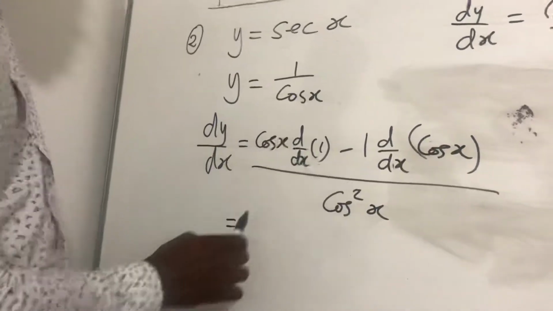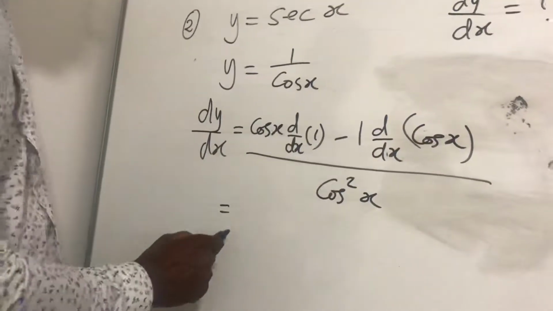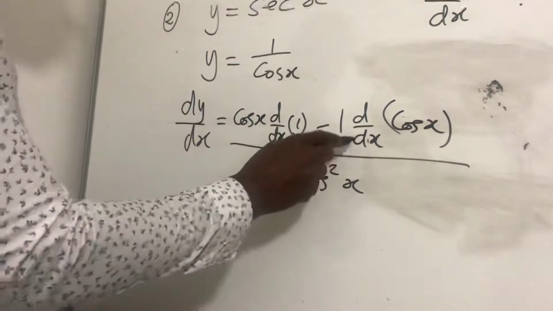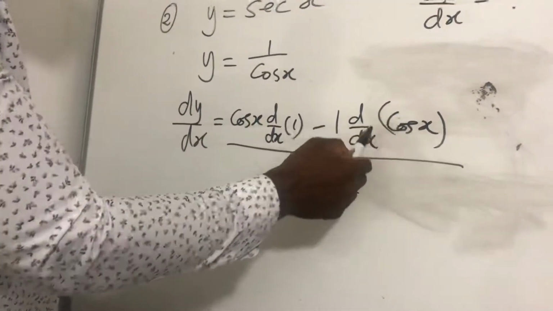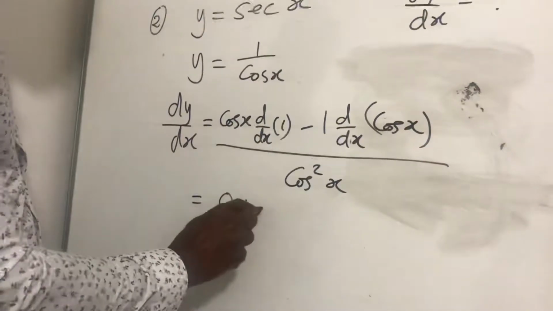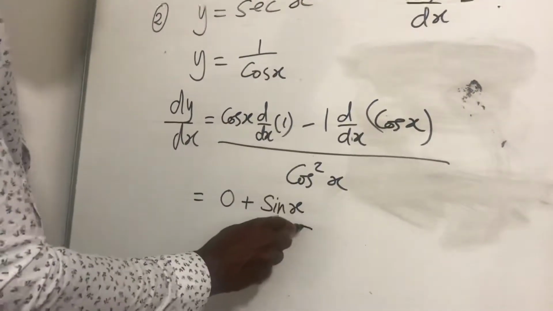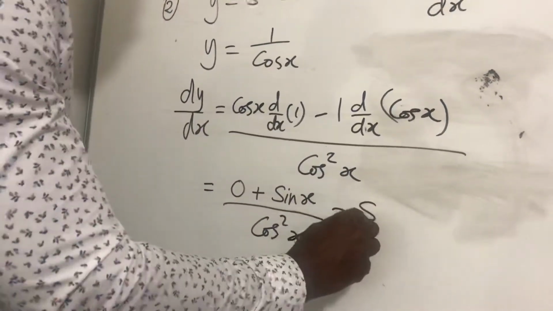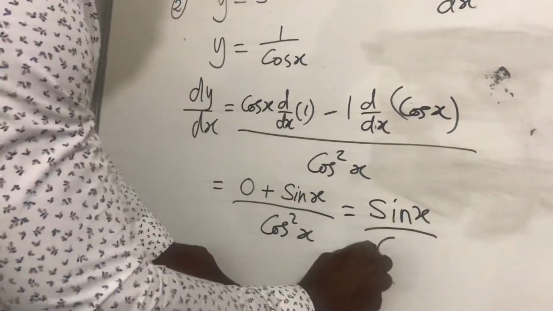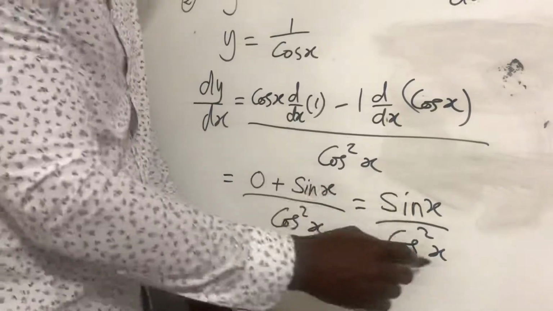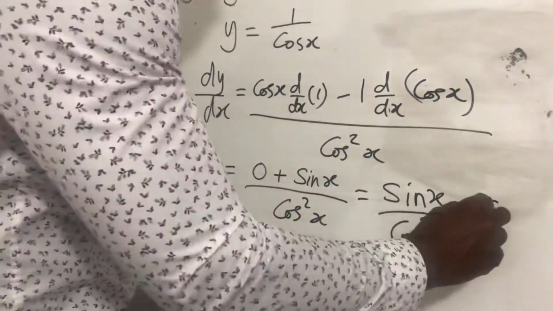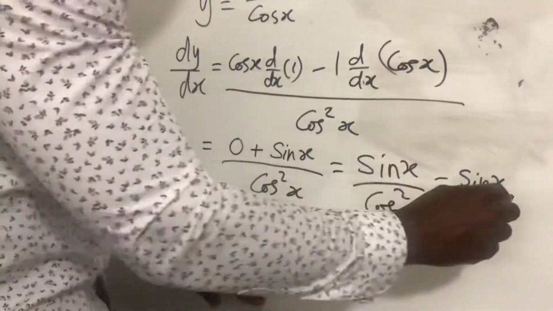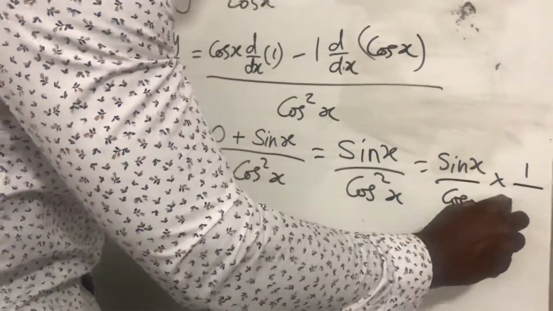And here in the numerator, if we differentiate the constant, that's 0, so we have 0 times cos x, which is just 0. We have take away 1 times differentiating cos x, which is negative sin x, and there's a negative already here, so we're going to have plus sin x, and we have all of this over cos squared x. This will simply give us sin x over cos squared x, which we can write as sin x over cos x as a fraction, and we times it by 1 over cos x.